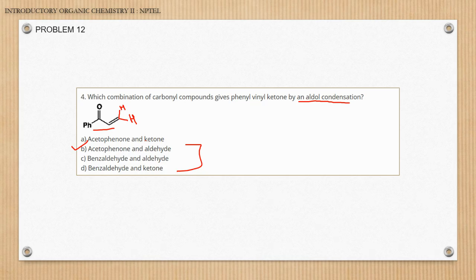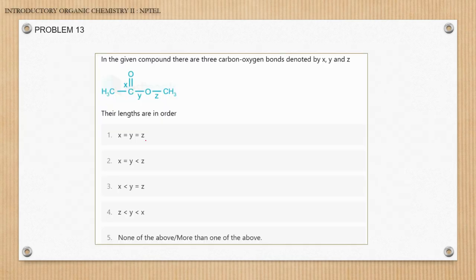Okay. So coming to problem number 30. This is again a very simple problem, guys. In the compound there are three carbon-oxygen bonds and they are telling you to decide the length. So this is X, Y and Z. Now you have to arrange it according to their lengths. So quickly tell me what should be the correct answer. If X is the length of this carbonyl group, Y is this C-O and Z is O-CH3, what should be the trend for their lengths?